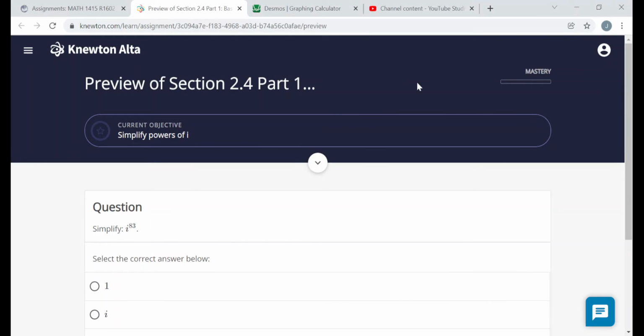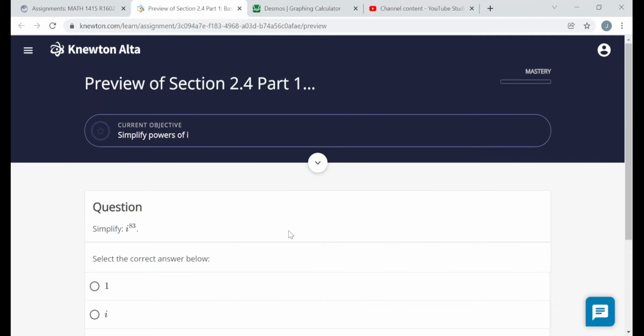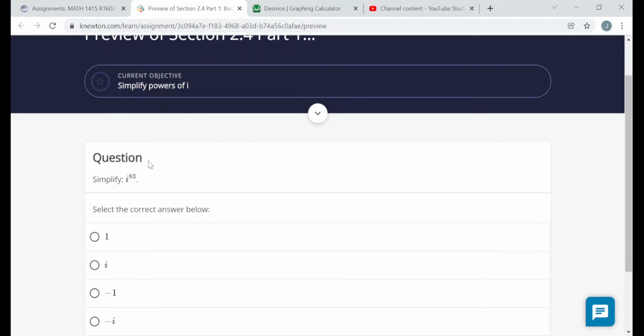Alright, so here's the assignment page. You will not see the words "preview of", you're just going to see the title. There's a mastery bar up here telling you how far along you've gotten. You can see the objectives. Looks like there are only 2 objectives in this particular assignment. Then under the current objective is a question related to that objective.